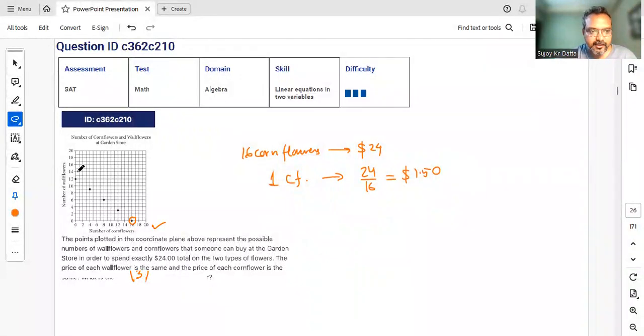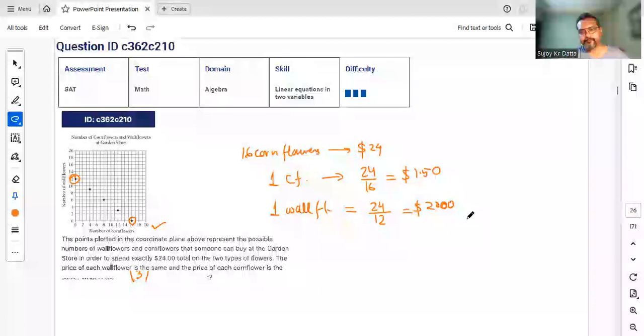If I had asked you for wallflowers, you would have assumed that there are no cornflowers bought and you buy all 12 wallflowers. So 12 wallflowers would be $24. Then the answer would have been 2 for each wallflower. Okay. So each cornflower is 1.50 and each wallflower would be in the same way 24 divided by 12. So that is $2 if that was the question. Okay. Let's move on to the next.